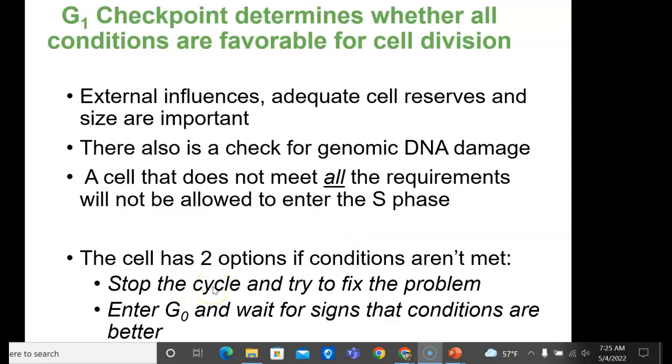We mentioned that if that happens, we would stop the cycle in some way, and we'd enter something called G0. So remember, G1 is where we're at right now. This is like a holding pattern until we figure out whether or not the cell can make a copy.